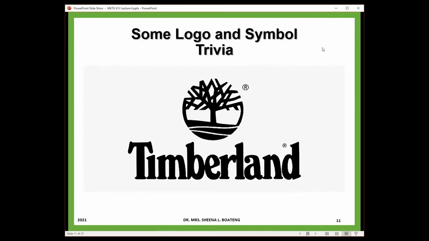And what do you know Timberland for? Boys know their boots. Yeah, the Tims. And I like the female Tims as well. Yeah. They are really cool. And they come in very fancy colors. Yeah, right? So that's Timberland.